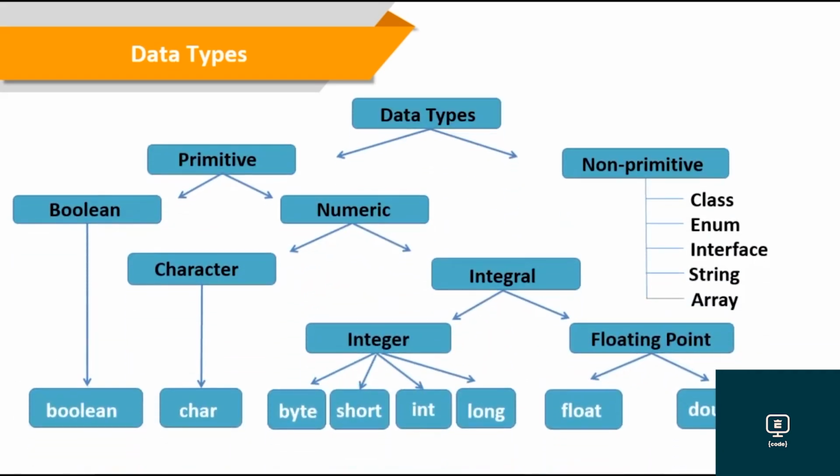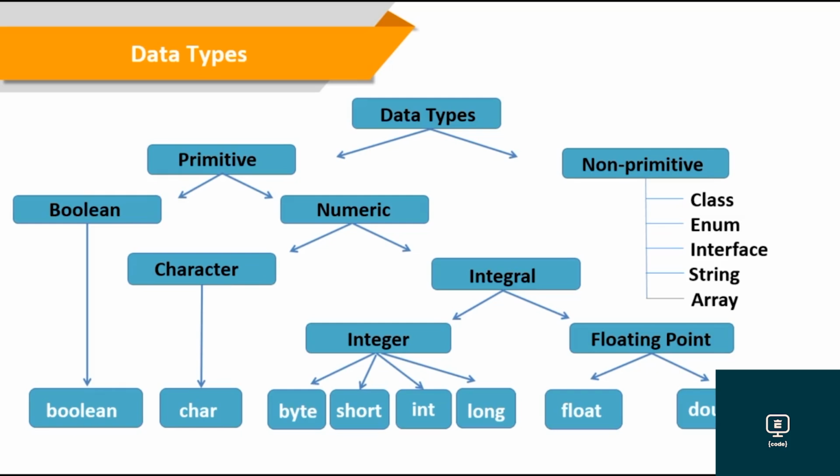So let's have a look at this diagram. There are two data types available in Java. First one is primitive, and the second one is non-primitive data types. Non-primitive data types are also called reference data types. Class, interface, string, enum type, and array are non-primitive data types, and we'll discuss them in the upcoming lectures. Here we'll discuss the primitive data types and literals in Java.